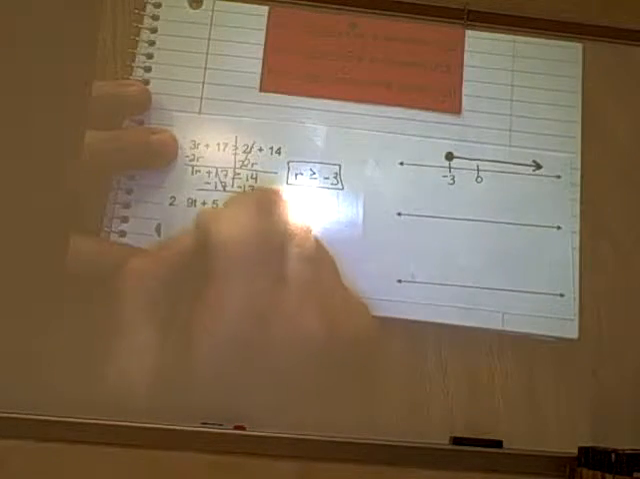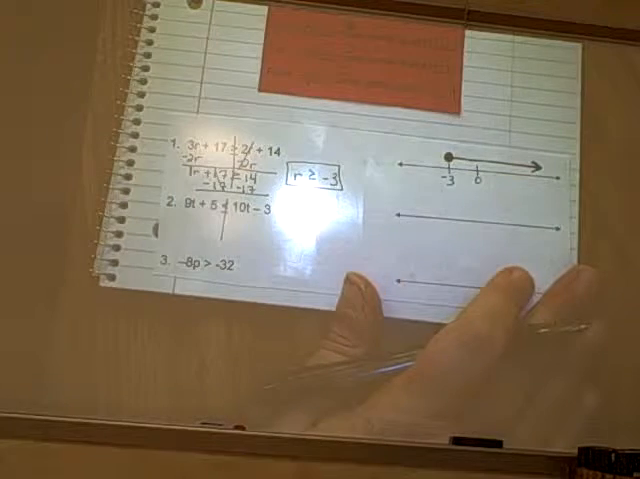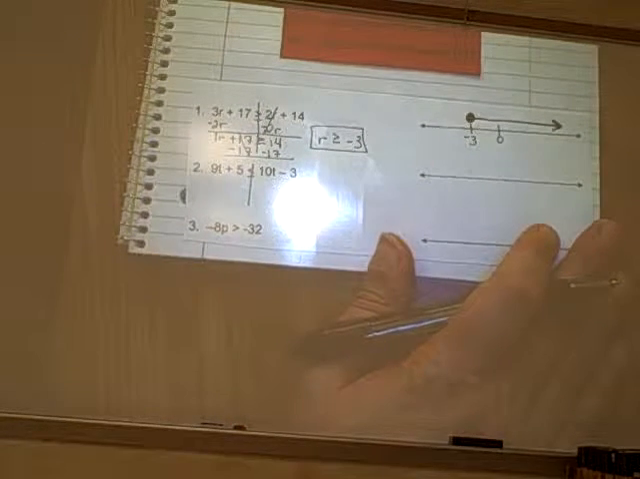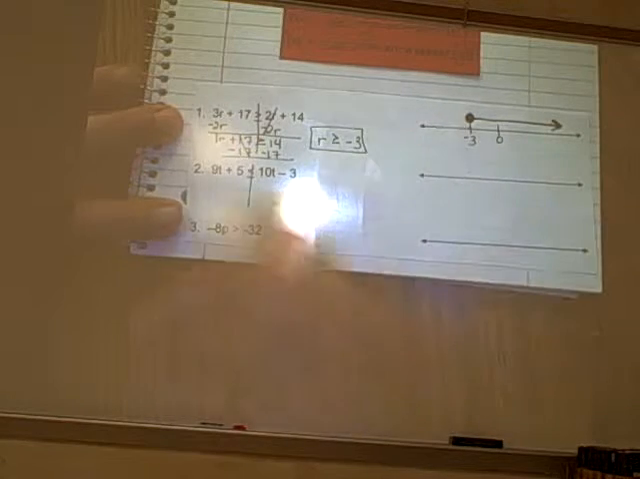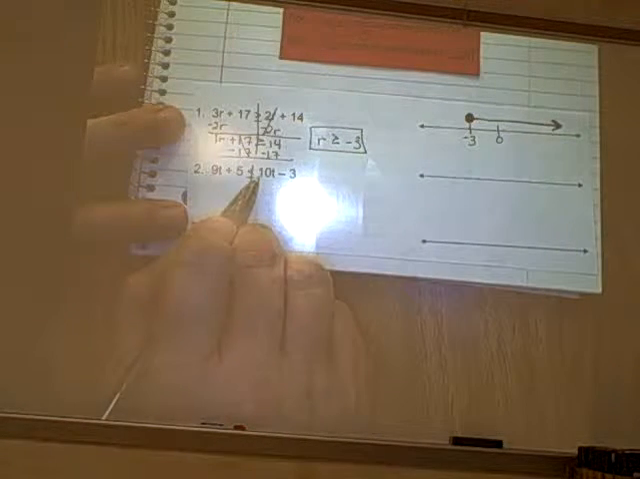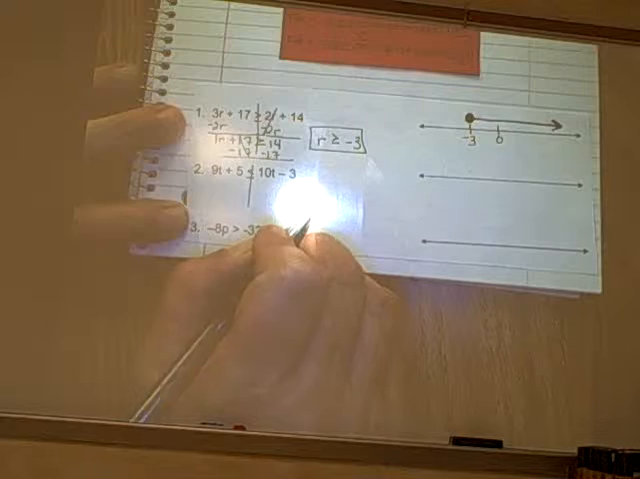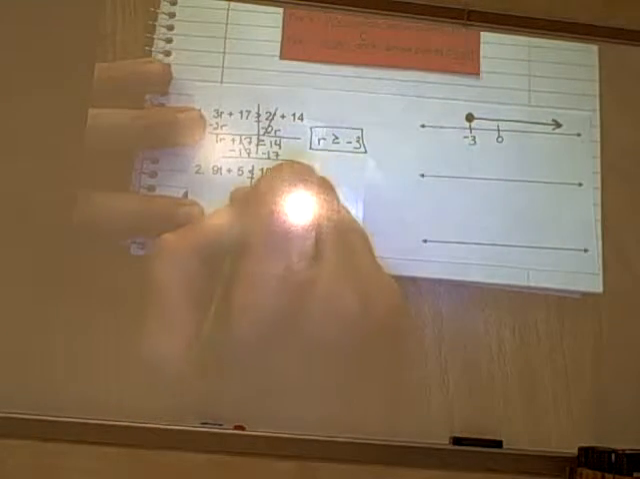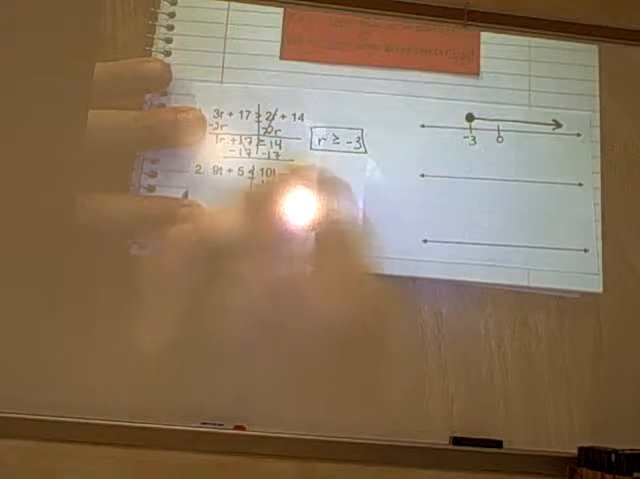And on your assignment, you have that little number line thing. Okay, so number 2, same thing. Draw your line down. Okay, 9t plus 5 is less than or equal to 10t minus 3. First thing is letters to the left and in front. So I'm going to subtract 10t.